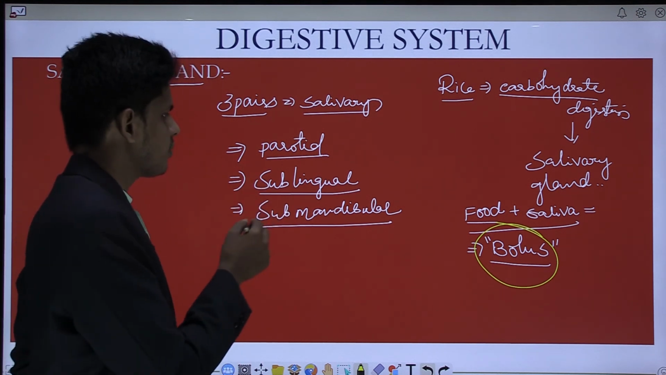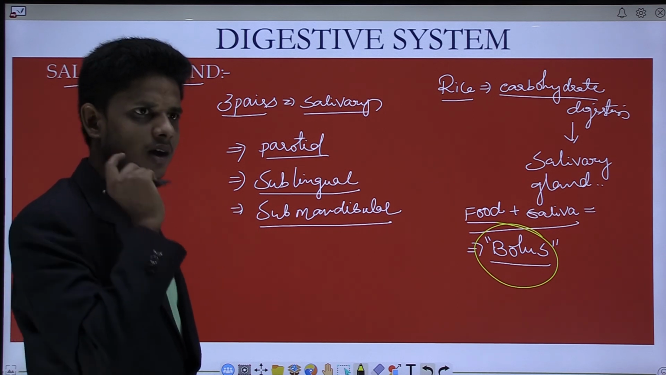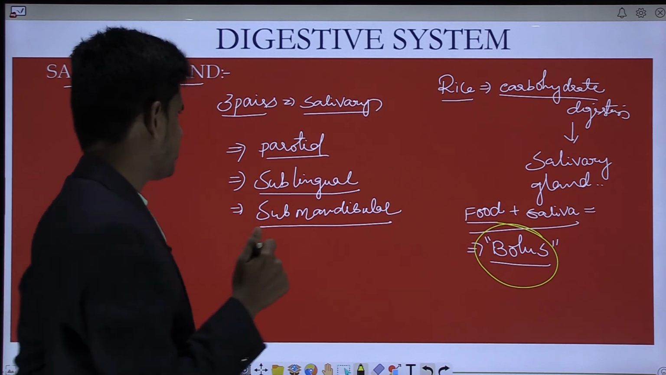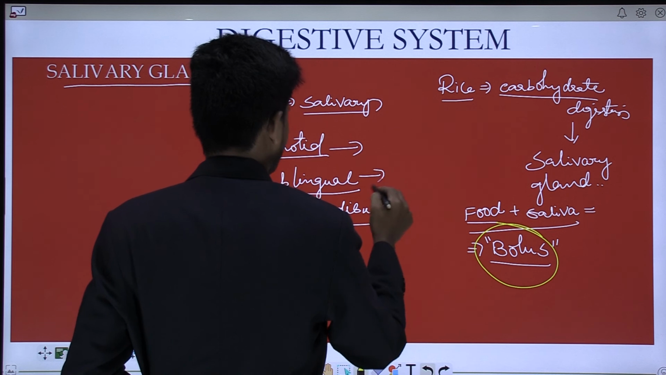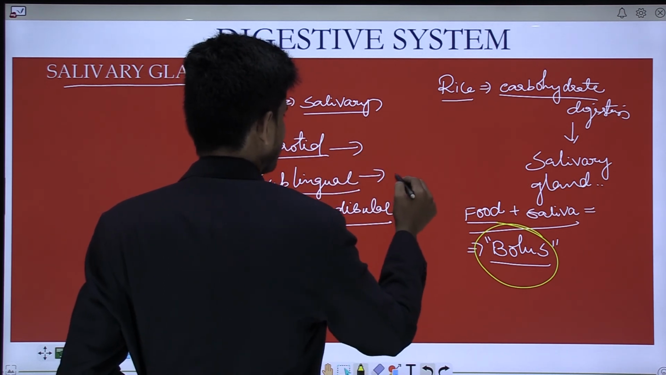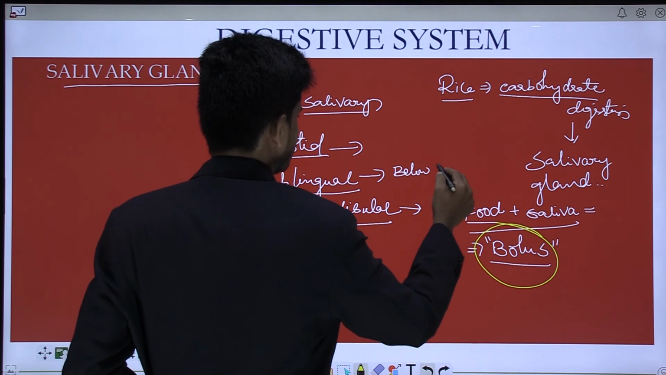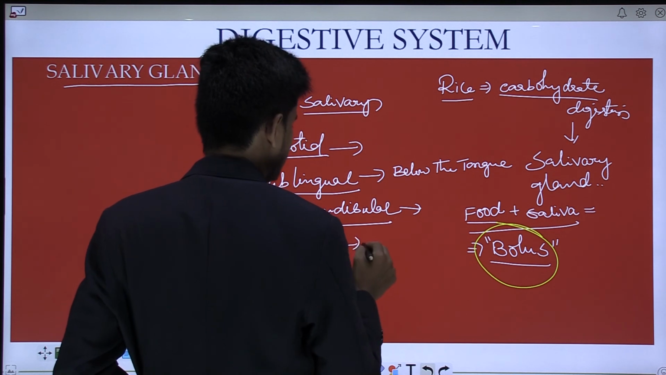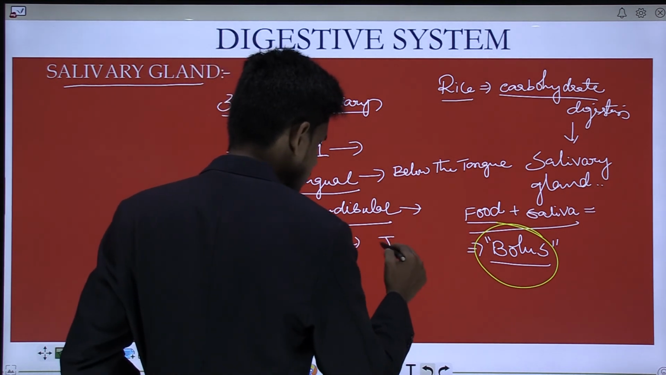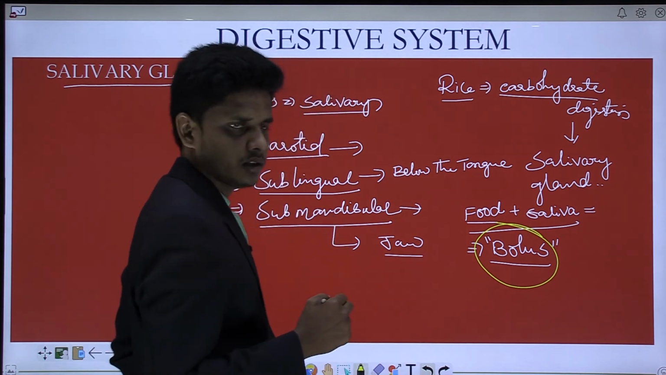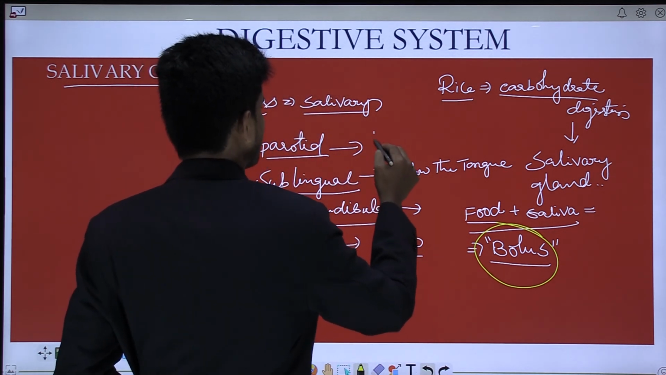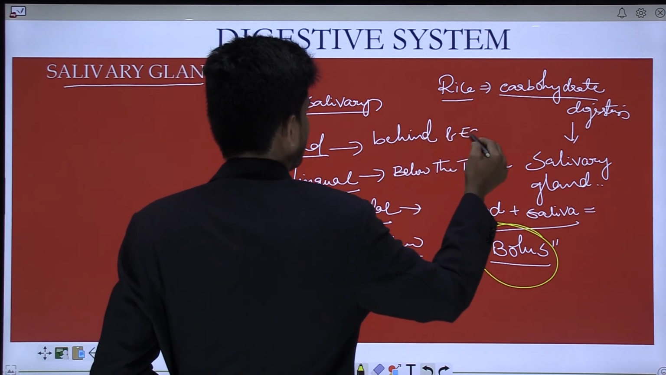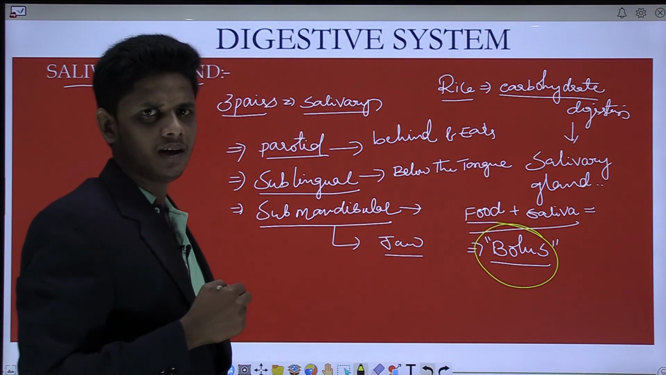Some are present below the tongue, some at the backside of the ear, and some at the jaw area. Let me explain where these are located. The sublingual gland is located just below the tongue. The submandibular is located near the jaw bones. And the parotid glands are located behind the ears.